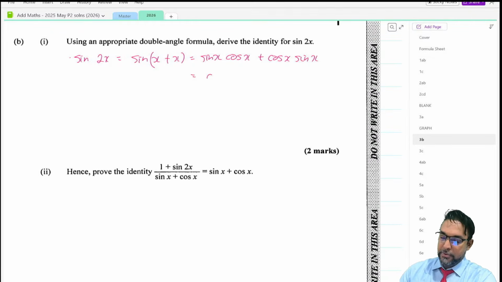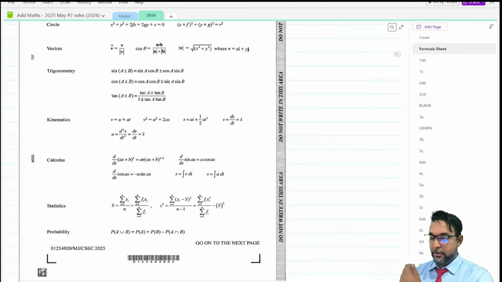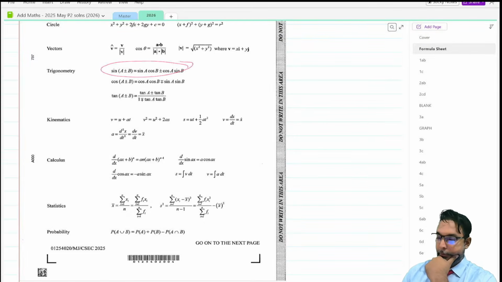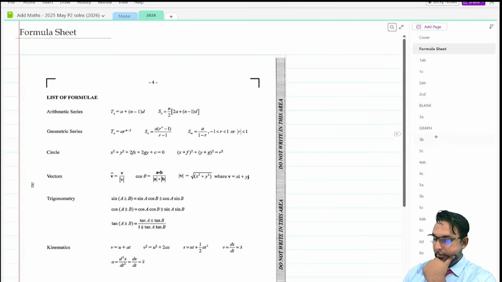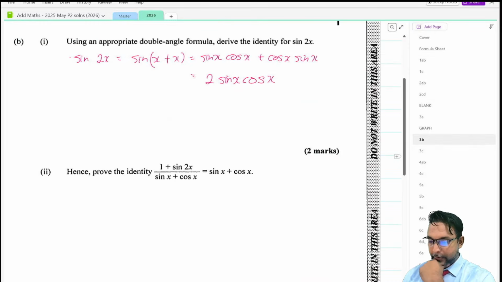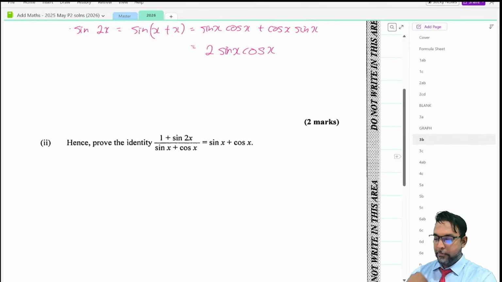Right, so this will give us 2 sin x cos x. I'm not sure where we had to derive the thing. Isn't it on your formula sheet? Yeah. What's that? Right, and then the part below. Right, so Luna, tell them, seeing as you did it already.